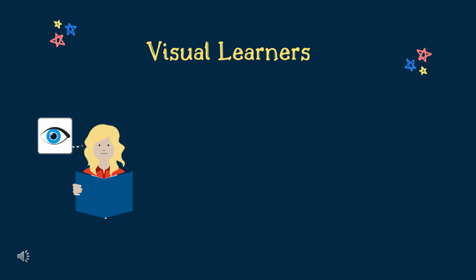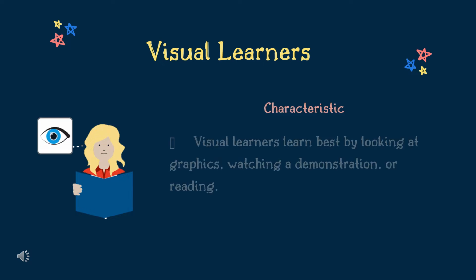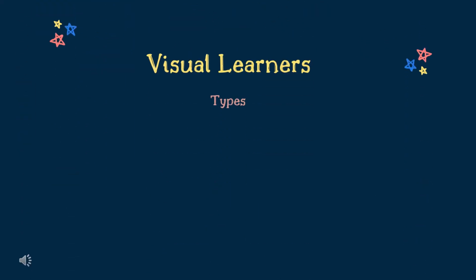Next, we have the visual learners, and here are their characteristics. Visual learners learn best by looking at graphics, watching a demonstration, or reading. For them, it's easy to look at charts and graphs, but they may have difficulty focusing while listening to an explanation.